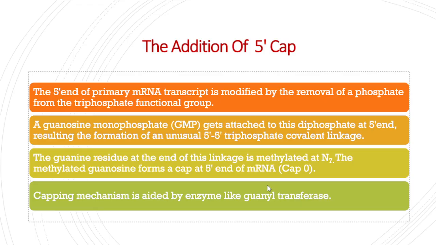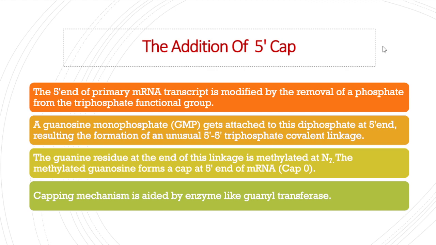So moving to the first process of post-transcriptional modification, the addition of the 5' cap. So what is a cap? The modified guanosine, that is 7-methyl guanosine, is added to the 5' end. Instead of a 3' to 5' linkage, it forms an unusual 5' to 5' linkage, known as the cap.